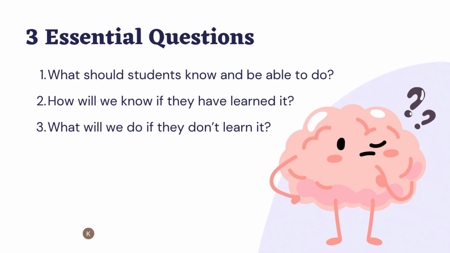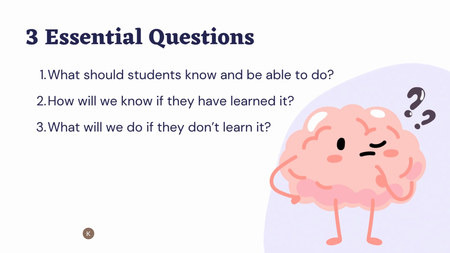Wiggins and McTighe propose 3 essential questions that educators should ask when assessing student performance. What should students know and be able to do? This question focuses on the essential knowledge and skills students must acquire. It encourages educators to clarify learning objectives and ensure they align with educational standards.